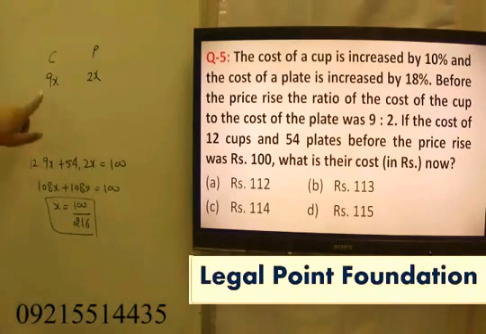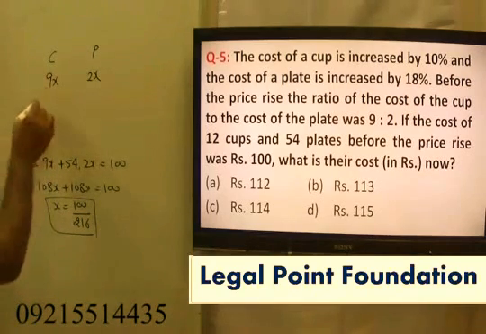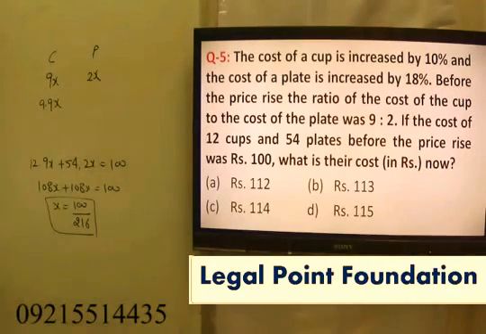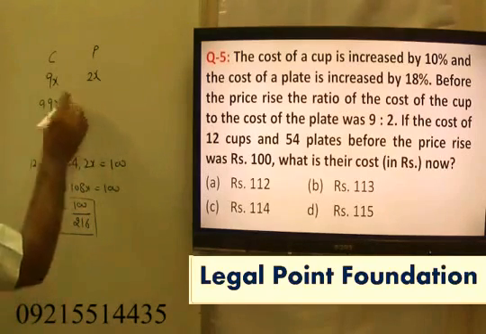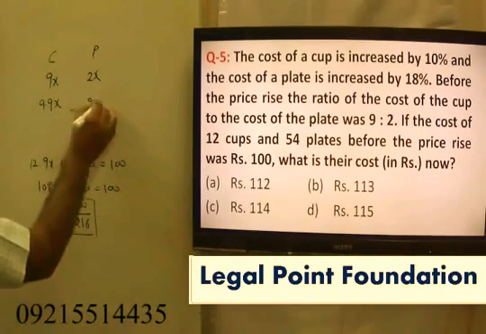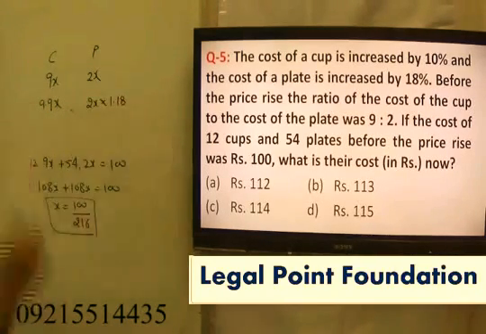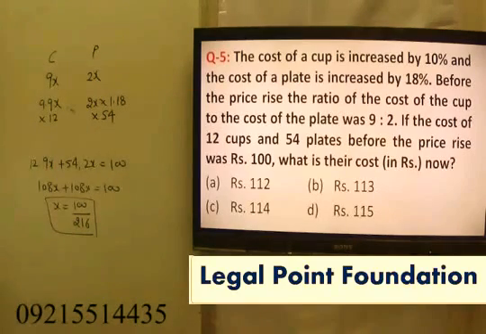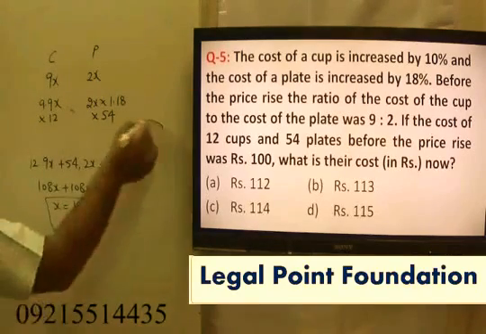What to do? The question says the cost of cup is increased by 10%. Now the new cost is equal to 9.9x, and plate cost is increased by 18%. I can say here the cost is 2x into 1.18. Okay, in this case also he has to buy 12 cups and 54 plates. It means multiply by 12, multiply by 54, right? And I have to find out what you have to finally answer.